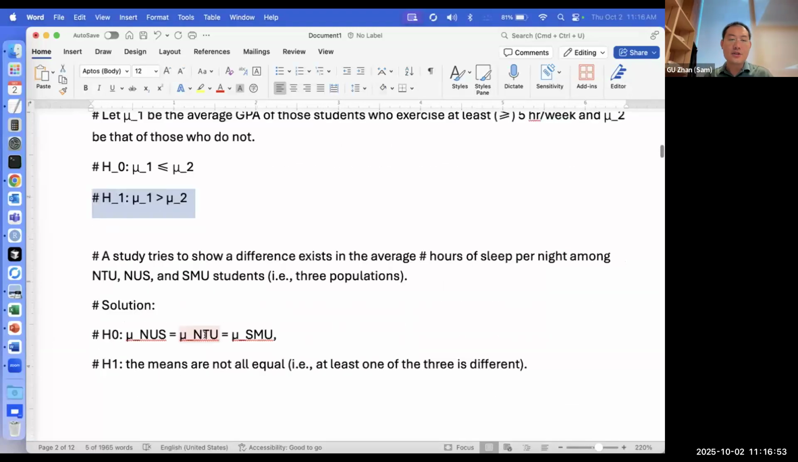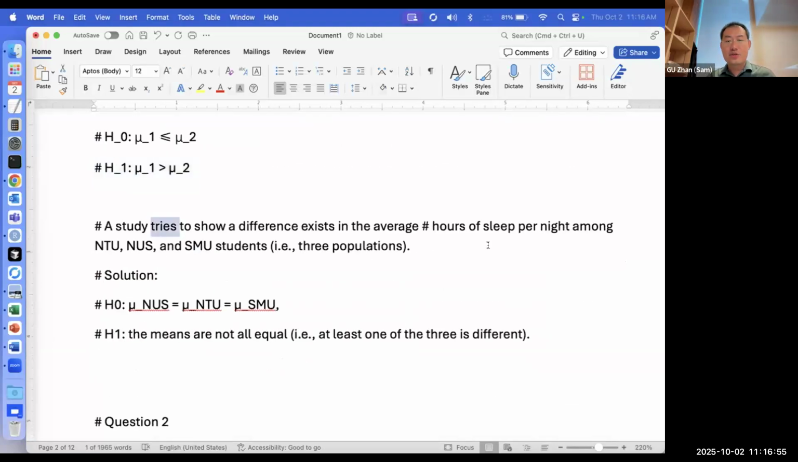Next, a study tries to show the difference in average sleeping hours among a few schools. Your null hypothesis is that all 3 schools are equal, that the average sleep per night is equal. If any pair is not equal, then that's your alternative hypothesis.